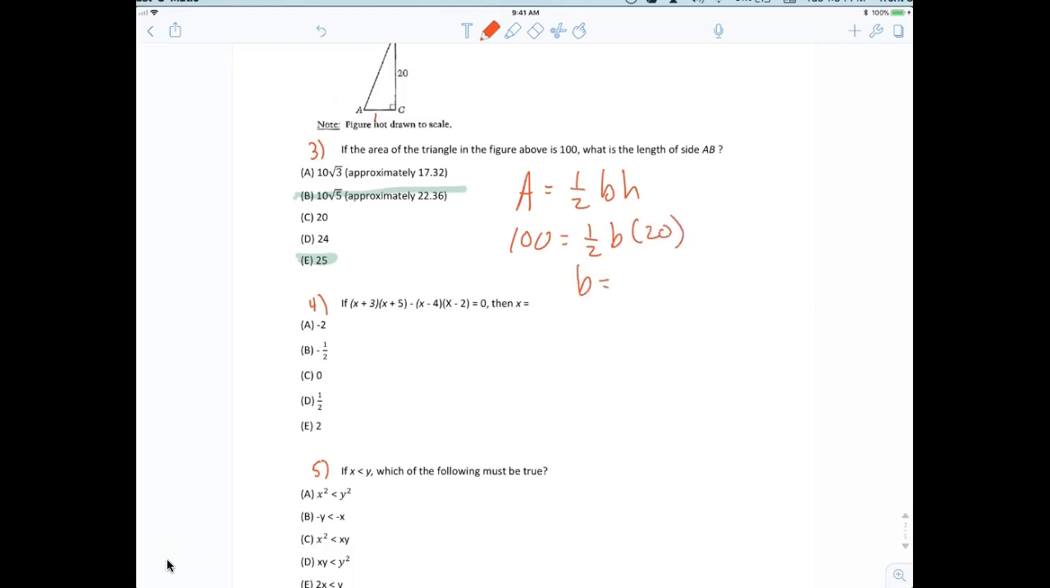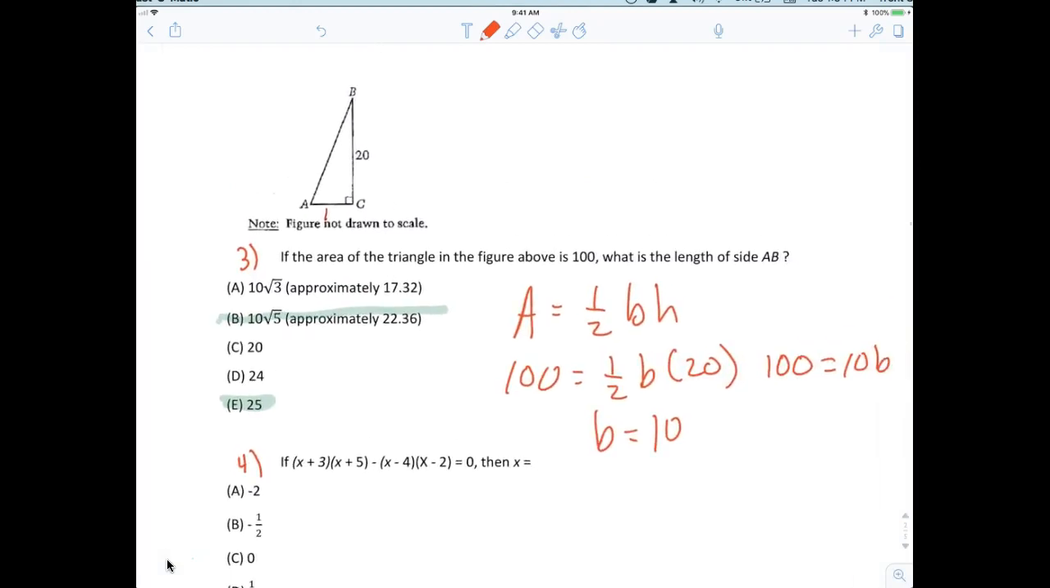So the base had to be 10. Now, please don't sit there and not ask if you don't know how I got 10. So what's half of 20? 10. Everybody get that? So the base is 10. Would you agree? Now, I thought they didn't have an answer at first, but then I had to go back and read the question. The question is, how long is AB?